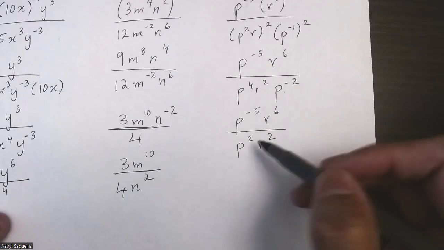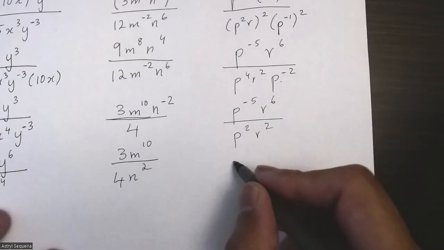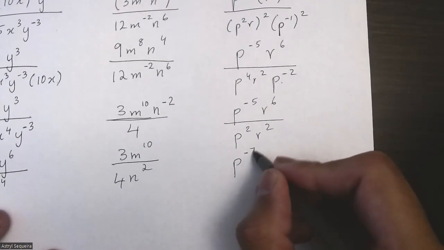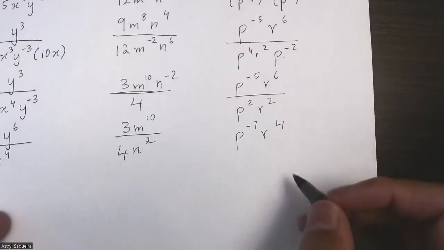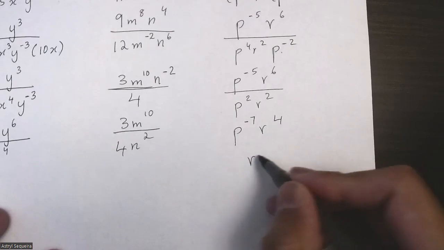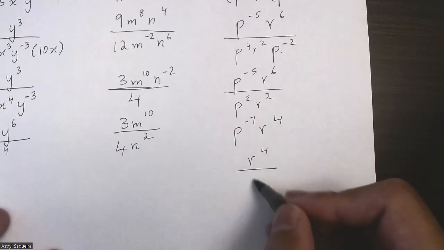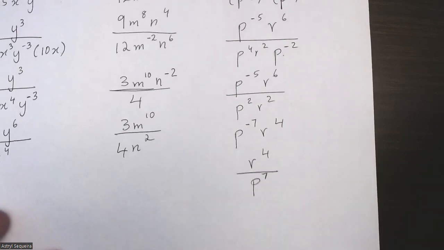Now I'll combine the division. So I'm going to subtract exponents. So negative 5 minus 2 is negative 7. And 6 minus 2 is 4. And then I just want to make my exponents positive. So I'm going to move the p term to the denominator and make the exponent positive 7.